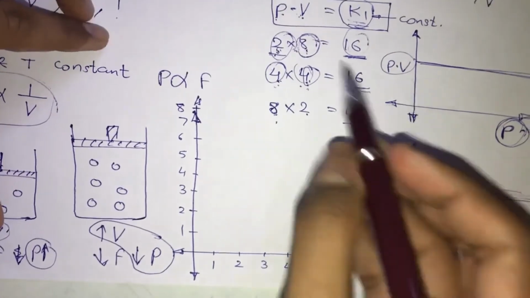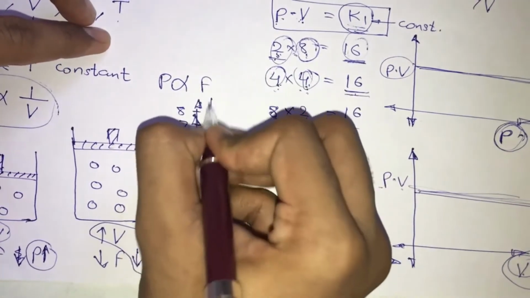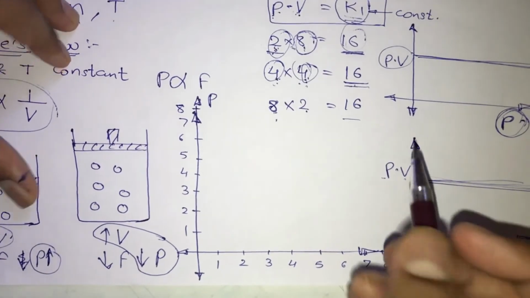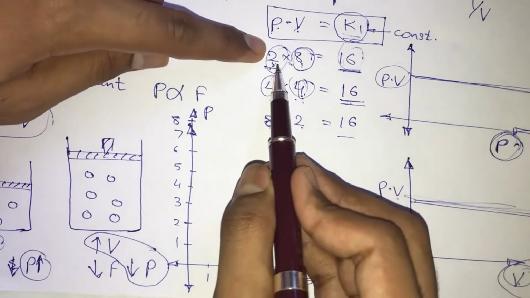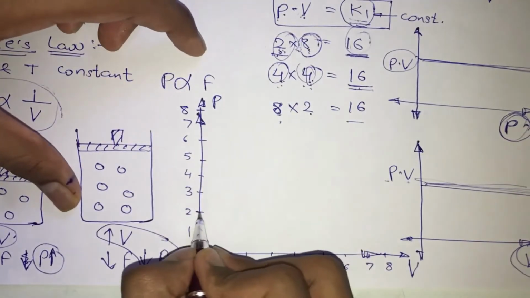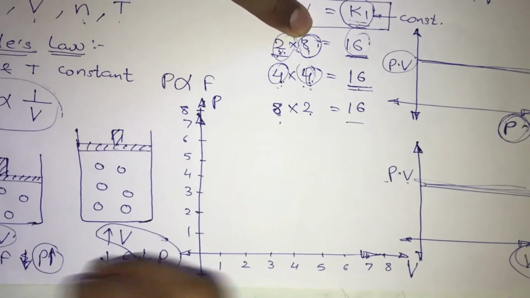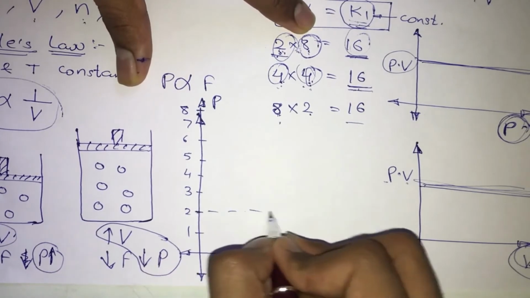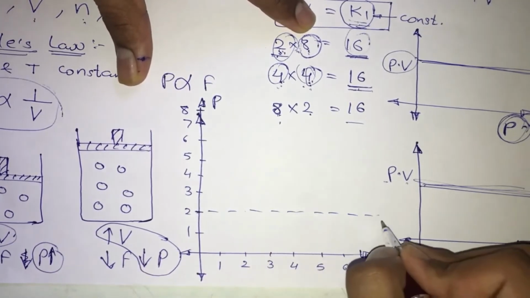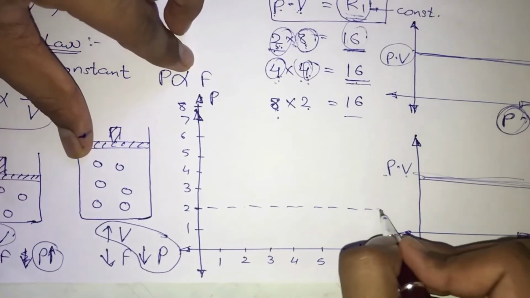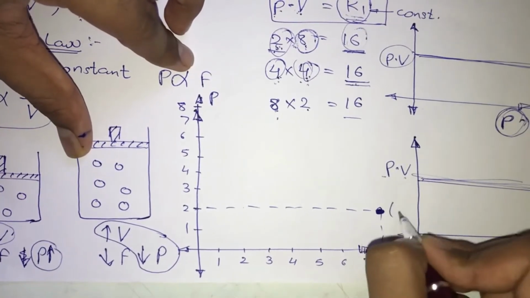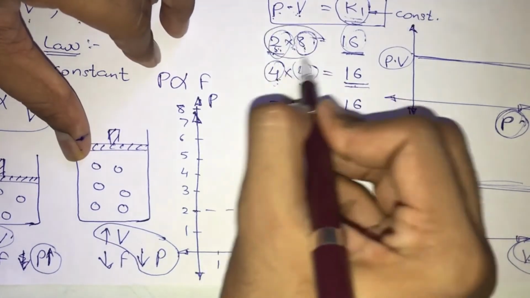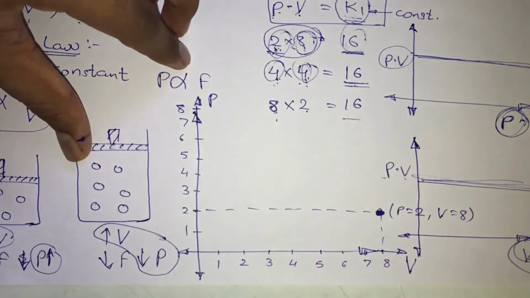Okay, so now, along the y axis we take pressure and along the x axis we take volume. Now if you see, for pressure equal to 2, your volume is nothing but 8. So can I plot a point over here where my pressure is 2 and volume is equal to 8? So I have just plotted this point where my pressure is 2 and volume is 8.